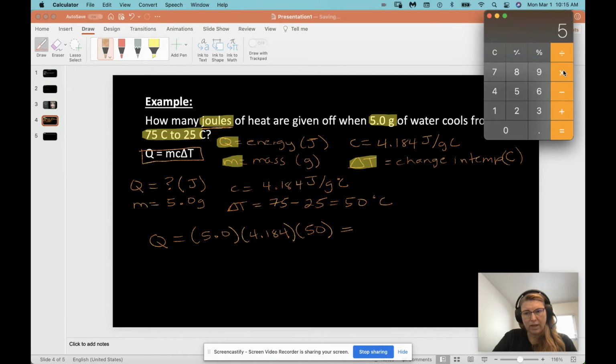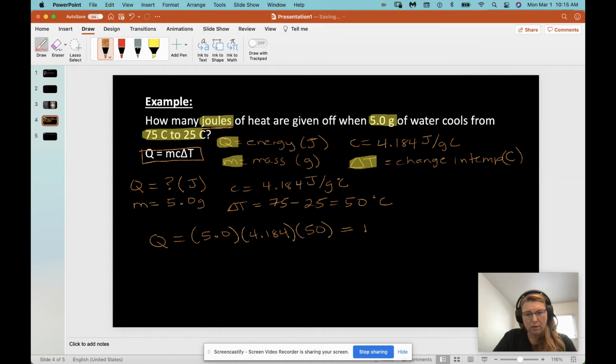So 5 times 4.184 times 50 is 1046. So this is going to be 1046. And our unit, of course, is going to be joules. That is our answer.